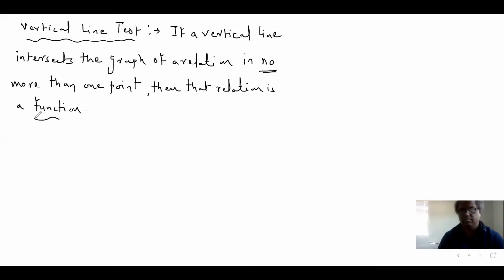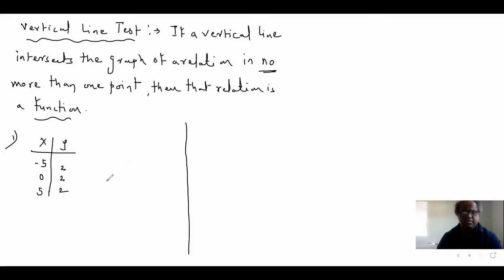So the simple method to digest this is that they will give you any graph. What you should do is just draw a vertical line, and if the line cuts the graph in only one point, then that relation is a function. Okay, so let's figure it out, and I will prove my point by taking my initial points, which are -5, 2, 0, 2, and 5, 0, and let's take everything on the coordinate plane. All right.